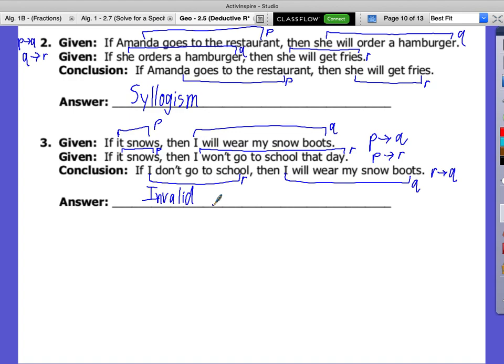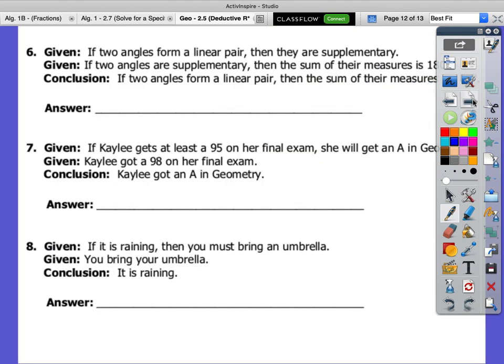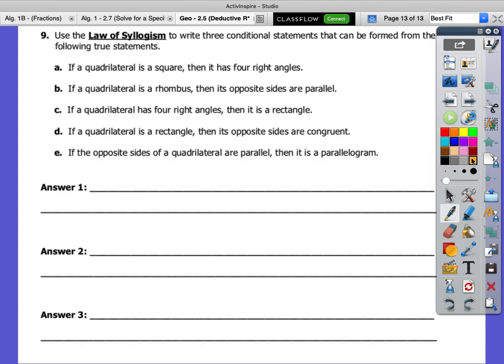So it's either one of the two or it's invalid that we drew that conclusion. Okay, questions on that? Okay, we're going to skip past 4 and 5, as well as 6, 7, and 8. And we're going to go straight to number 9 here. Okay? And we're going to look over number 9.